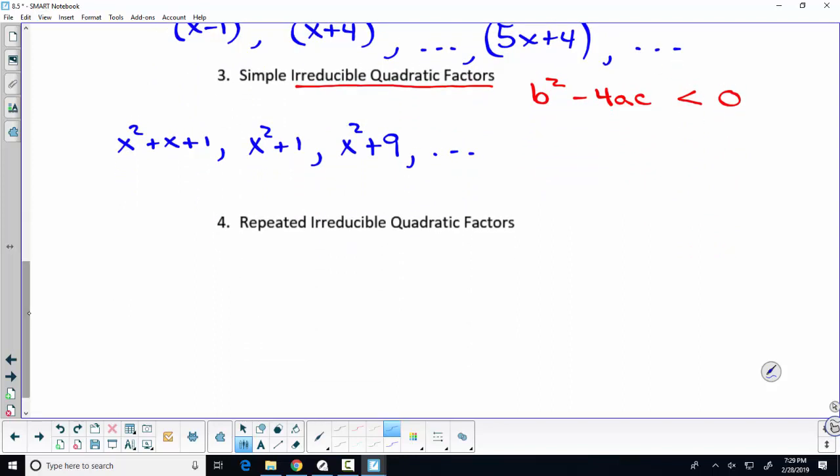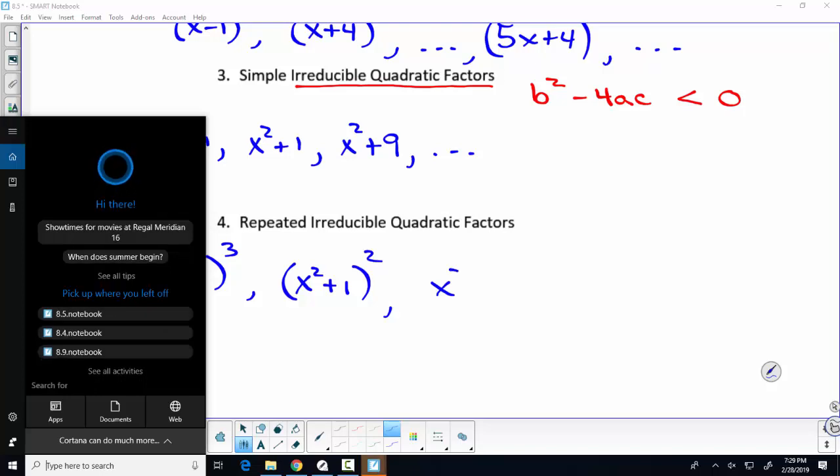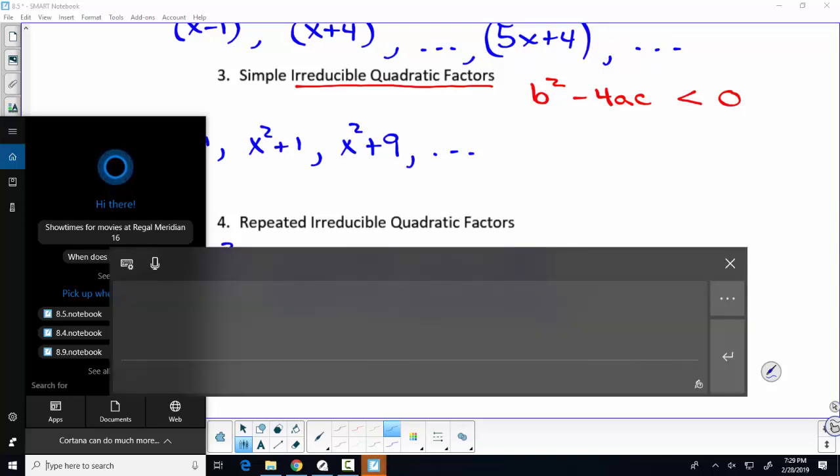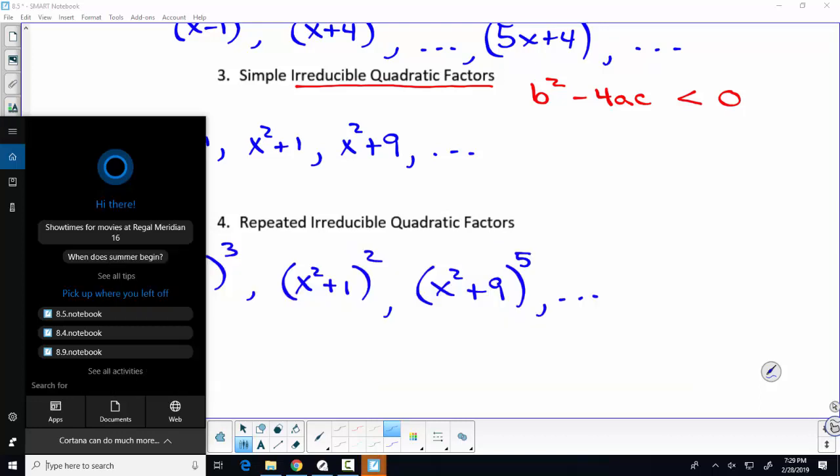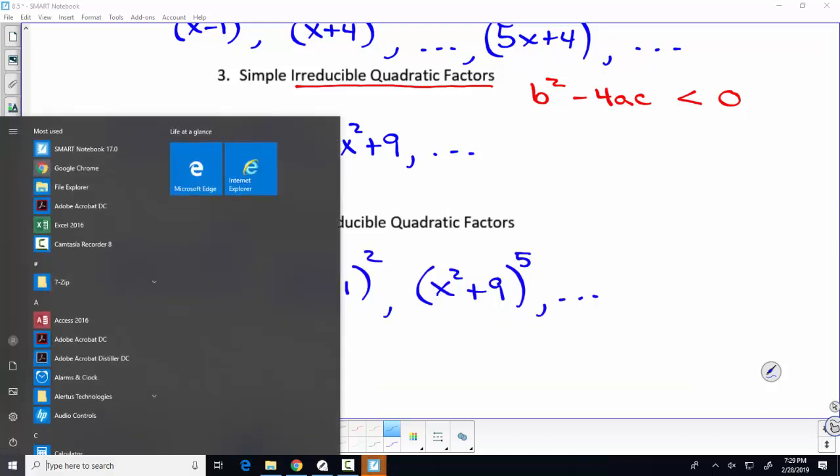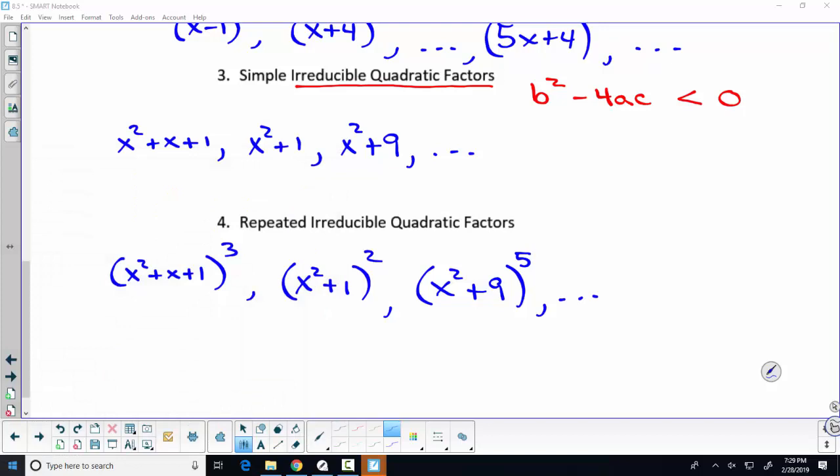And then repeated irreducible quadratics. We have x squared plus x plus 1 repeated, so like that to the third power, (x squared plus 1) squared, and so forth. We don't really encounter those, however.